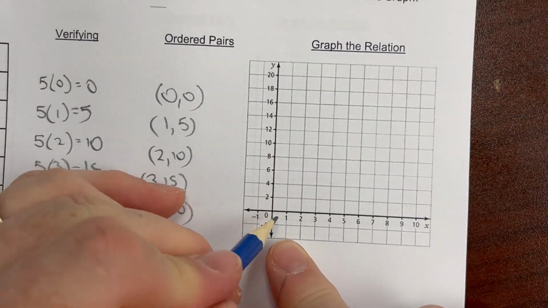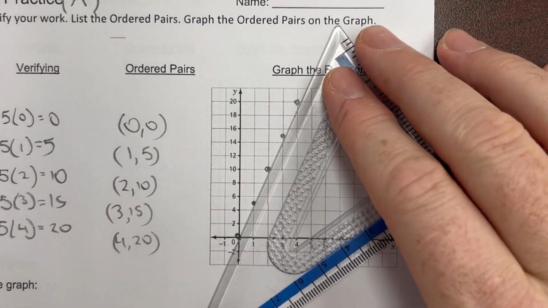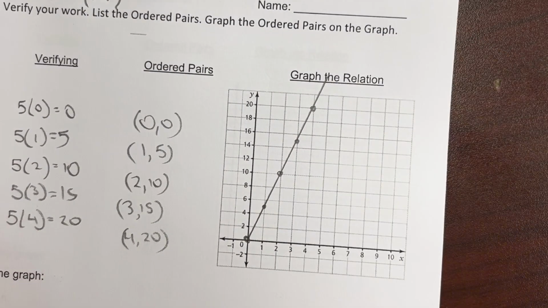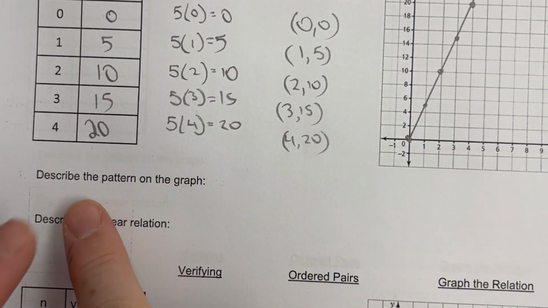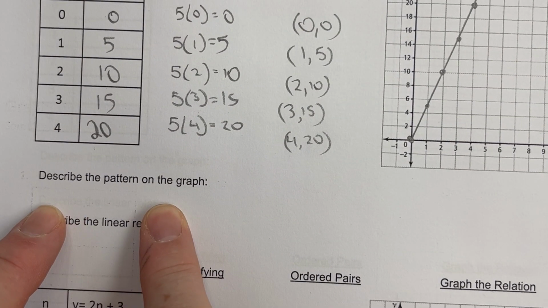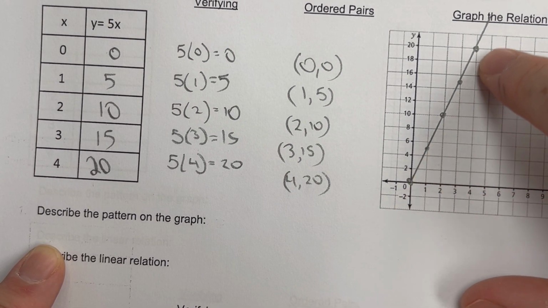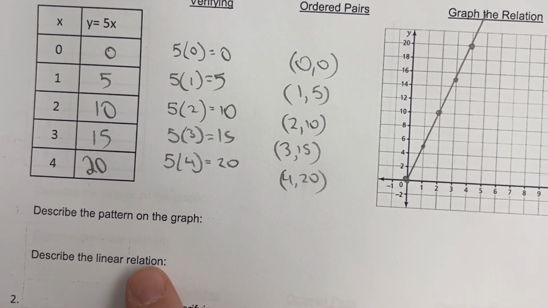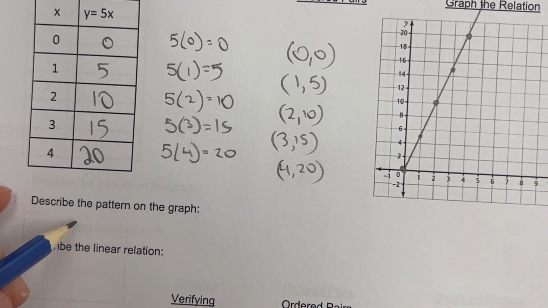onto here. What do those make? A diagonal straight line ascending as it goes up. All right, describe the pattern on the graph. So if we're using words, again, starts at 0, 0, creates an ascending straight diagonal line. If we're going to use the movements, so it's 1 movement right, 5 movements up.